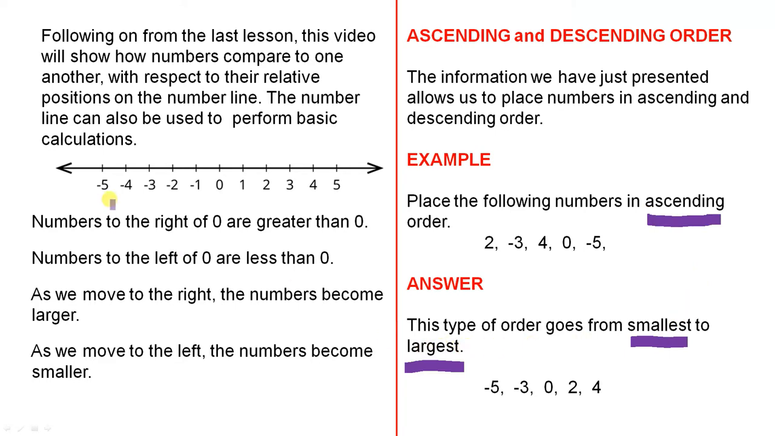So on the number line, -5 is the smallest. That's from those 5 numbers we've listed. So that's the smallest. The next one is -3, so there it is. The next one's 0. They're the numbers here we've listed. The next one is 2, which is there. And the largest is 4 because that's to the extreme right. And that's how we use the number line to write numbers in ascending order.